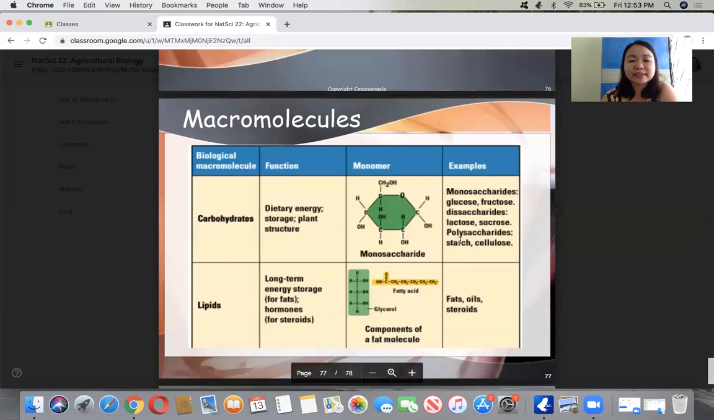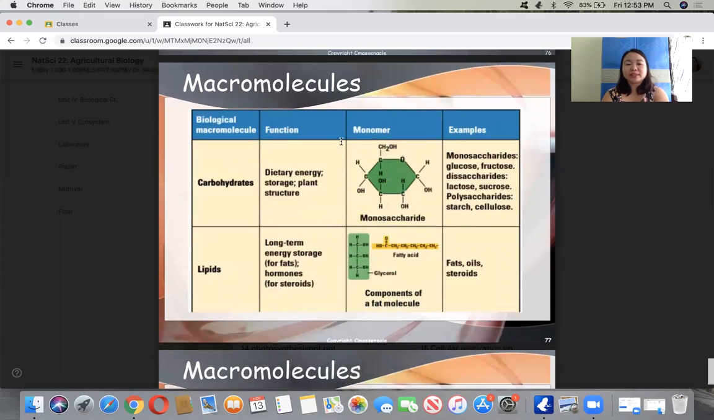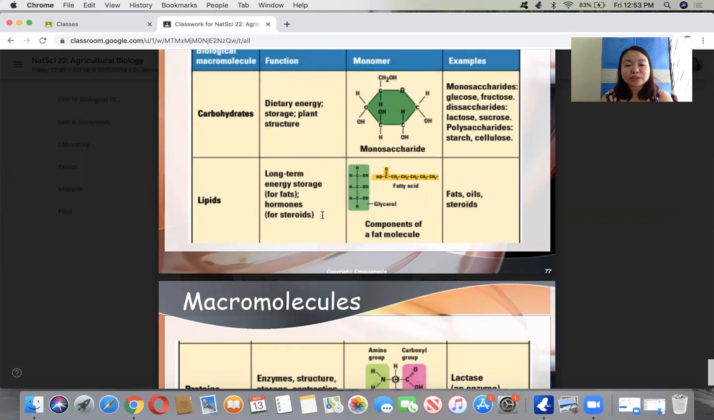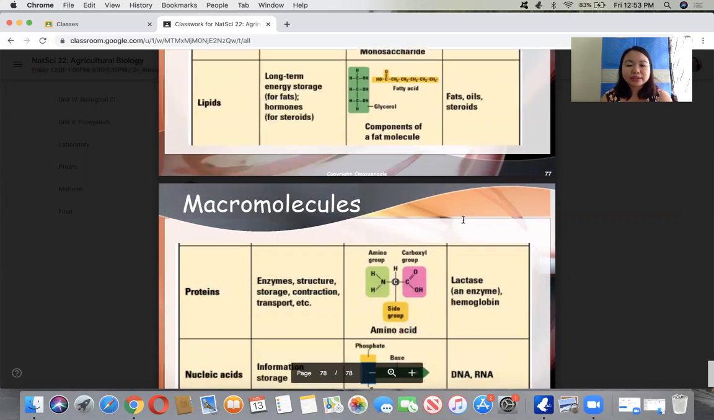So to summarize, the macromolecules are composed of carbohydrates, which are dietary energy storage and plant structure, such as the monomer monosaccharides like glucose, fructose, and the saccharides lactose, sucrose, and the polysaccharides starch and cellulose. And the lipids, which are long-term energy storage for fats, such as hormones for steroids, and the glycerol and fatty acid components of fat molecules, of course fats, oils, and steroids.